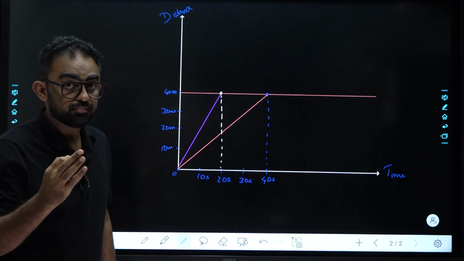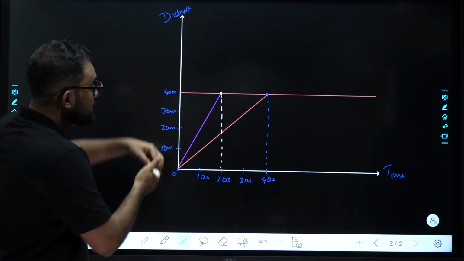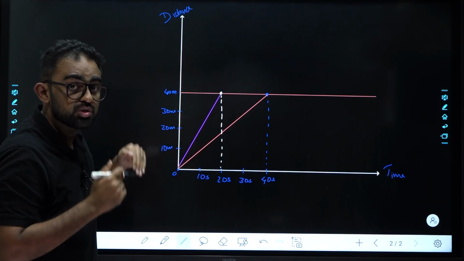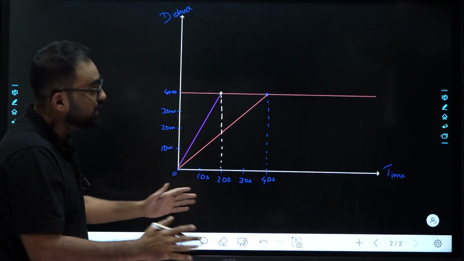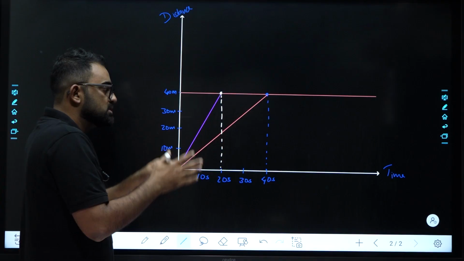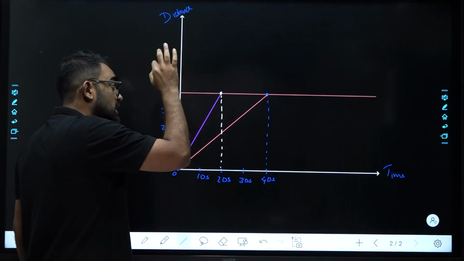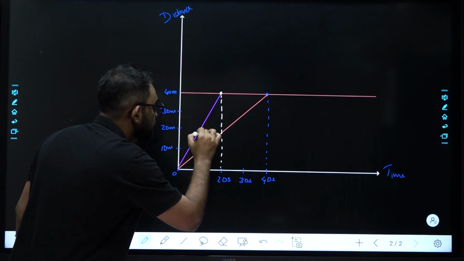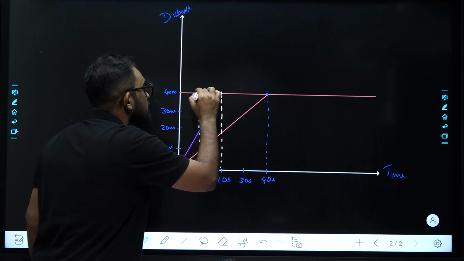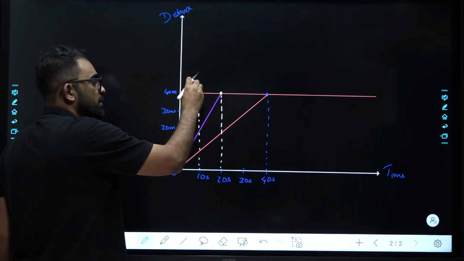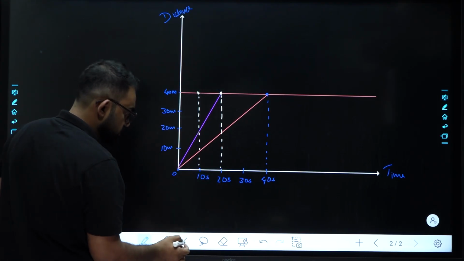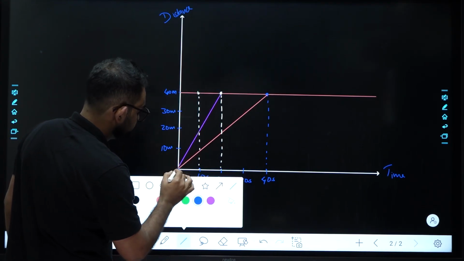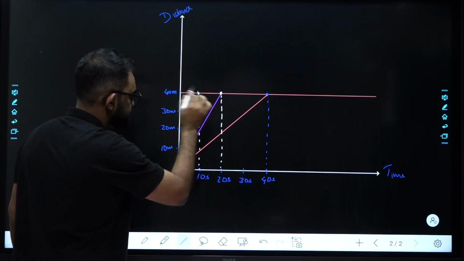Now the third person is a cyclist, who is covering the 40-meter distance by cycling. So he is cycling, he is much faster than these 2 persons. So he covers the 40-meter distance in, let's say, 10 seconds. So we need to find the final position. This is the final position. This is the initial position of the cyclist. So this is the line.